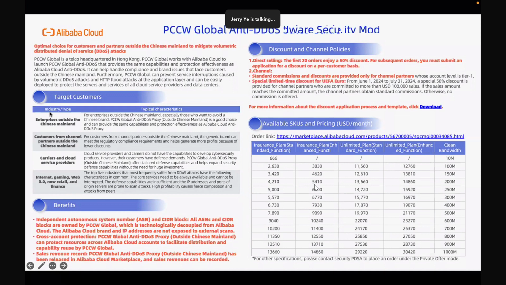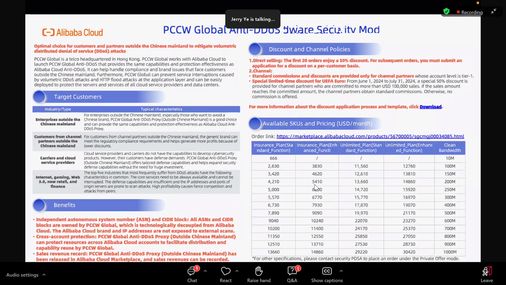So let's take a look at the target customers. They will be enterprises outside the Chinese mainland and also customers from channel partners outside the Chinese mainland and carriers in the cloud services provider. So some of our cloud service providers and carriers do not have the capabilities to develop a cybersecurity product. However, their customers have defense demands. The PCCW Global Anti-DDoS Proxy offers tailored defense capabilities and helps expand security defense capabilities without the need for huge investment.